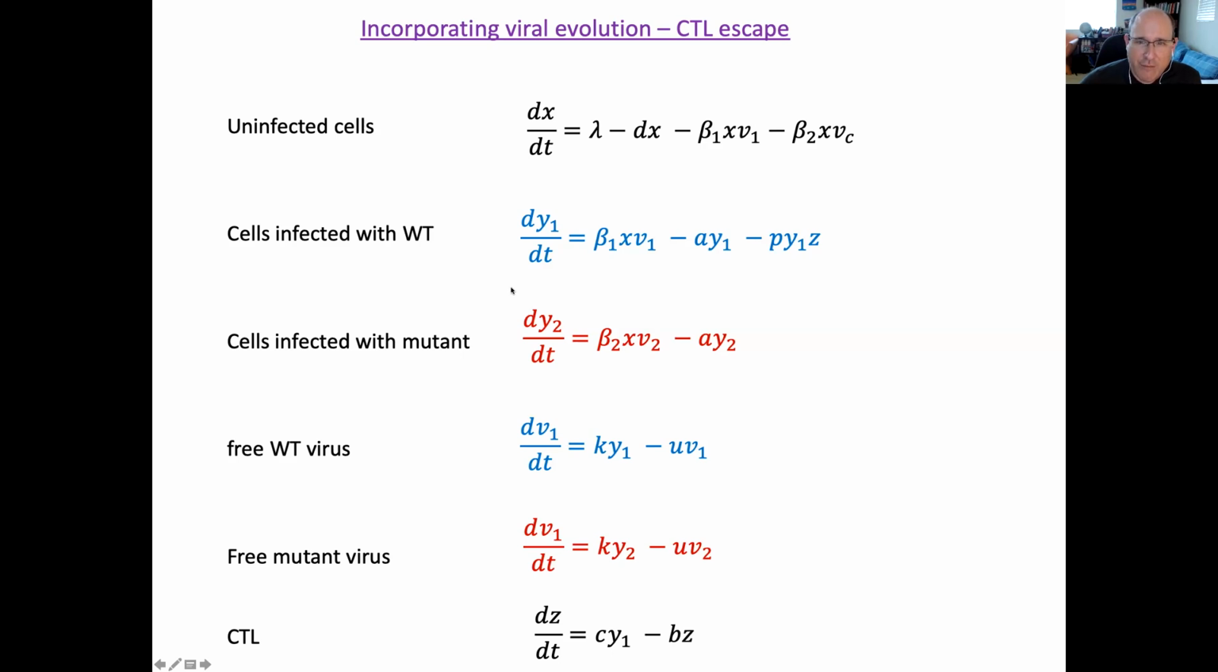Now we just don't have one type of infected cell and one type of virus, but we have two types of infected cells and two types of virus. The Y1 is the cells infected with the wild type. The Y2 is cells infected with the escape mutant, and the corresponding free virus populations are the same. And you can see that the killing is.